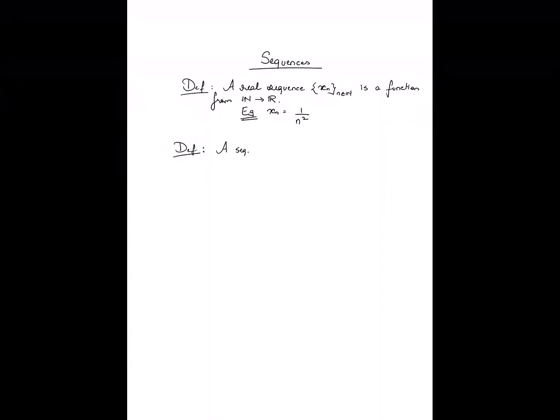So a sequence xn is said to converge if there exists a real number x such that the following condition is true. For all epsilon greater than 0, there exists a number n naught such that the absolute value between xn and x, the entries of the sequence and this real number x, is less than epsilon for all n greater than or equal to n naught. Okay, so here is your definition of what it means for a sequence to converge.